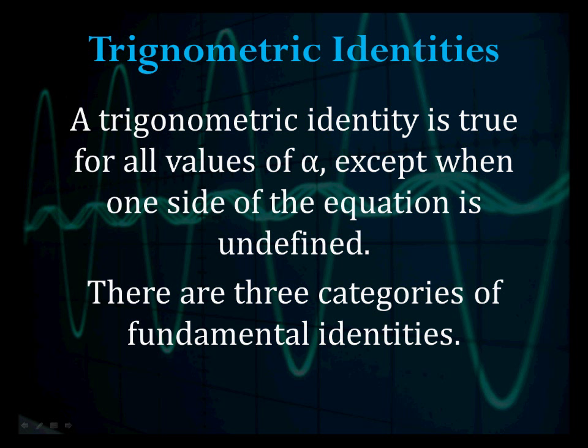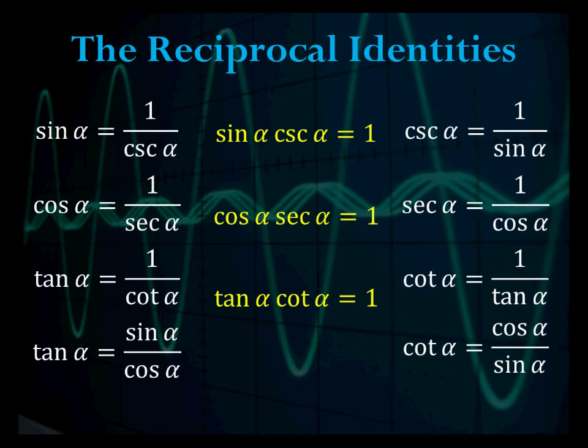Let's first go over the trigonometric identities. An identity is true for all values of alpha, except when one side of the equation is undefined. So these are basically always going to be true for any angle, unless you have an undefined angle. There are three categories which we've all learned already.